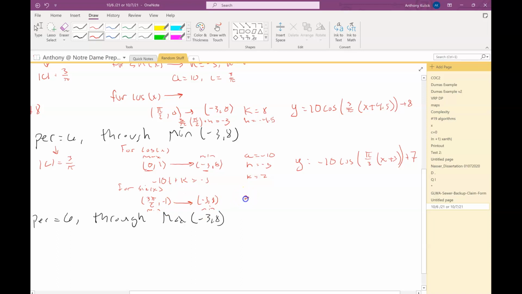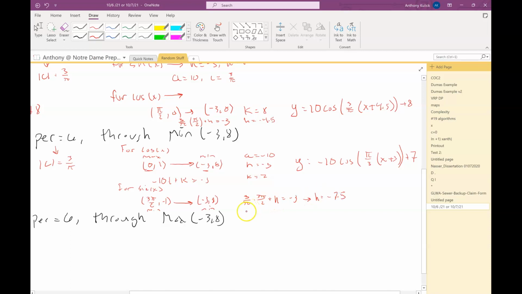So I can say that 3 over pi, that's my c, times my x, 3 over 2, plus h should give me negative 3. So when I do that, I have 9 over 2 plus h. So that's 9 over 2, which is 4.5. I subtract that from both sides. I get h is negative 7.5, or 15 halves.